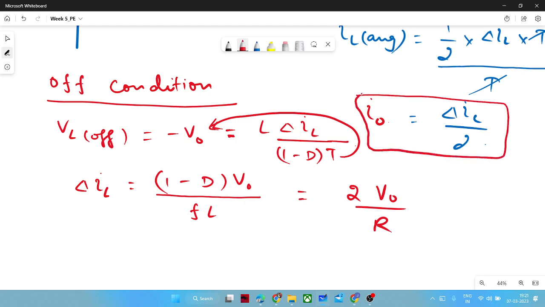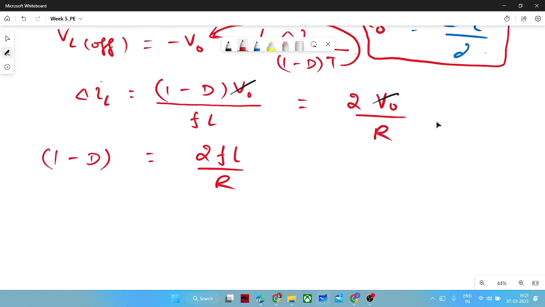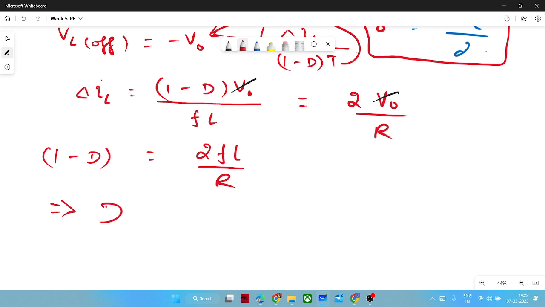We just said that I naught is equal to IL average, and IL average in the case of boundary condition is equal to del IL by 2, which we concluded from the area of that triangle. Since we have equated, we can easily cancel it out, and we will get the value 1 minus D is equal to 2FL by R, and this is the value of your boundary condition, that will be 1 minus 2FL by R.